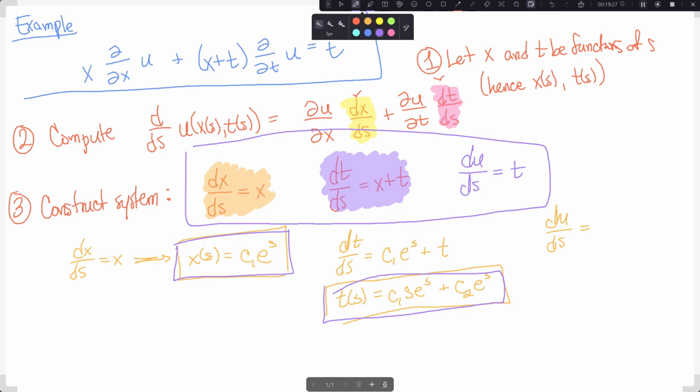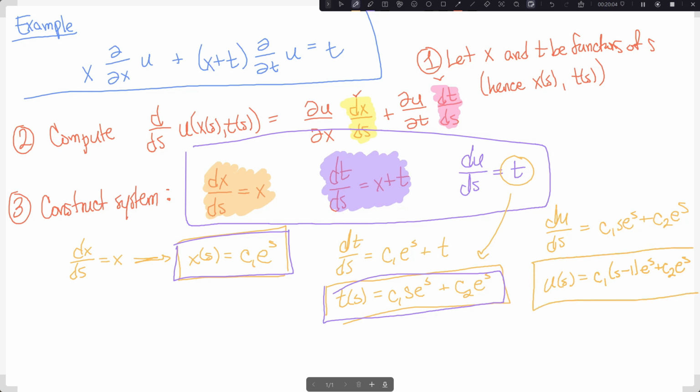I have that du/ds is t, but I know what t is from that. So now I have du/ds is actually c1 s e to the s plus c2 e to the s. And all I have to do is integrate that to gain my solution. And when I integrate that, what I recover is that u of s is c1 (s minus 1) e to the s plus c2 e to the s. So now I have u as a function of s.